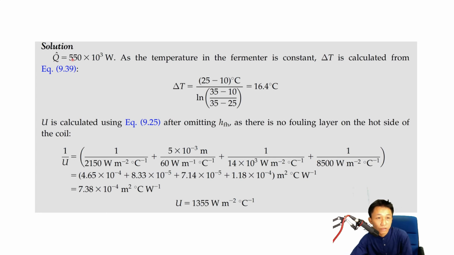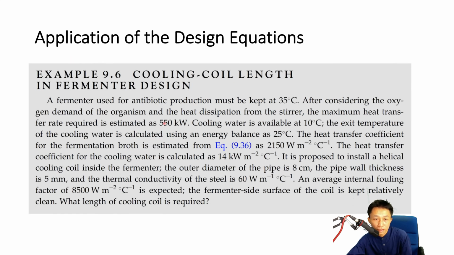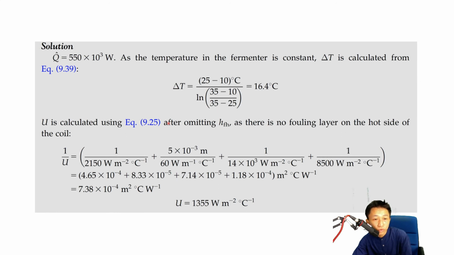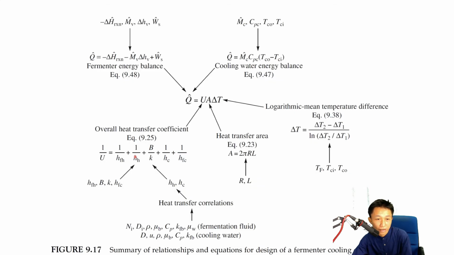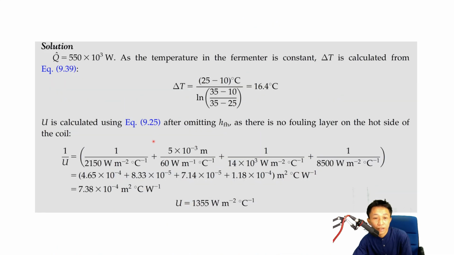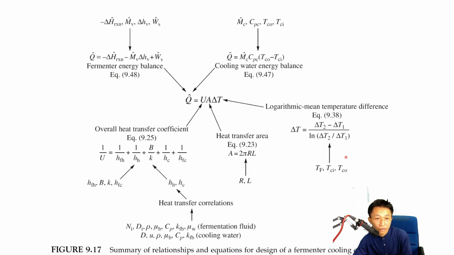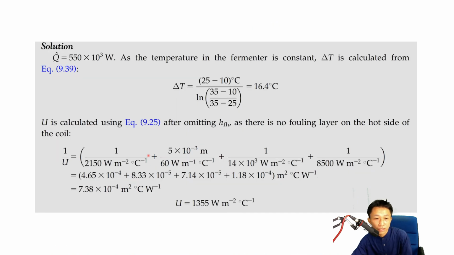This is Q, kilowatt. This one, this is Q. And U from this equation, okay, you put everything here. 9.25, and then you have this number 1, 2, 3, 4 term. And yeah, you can neglect some term. This is total 5 term, but there are some term that is negligible. Okay, no fouling layer. Okay, this one you don't use it. You just have a look at the unit as well. It should be the same.